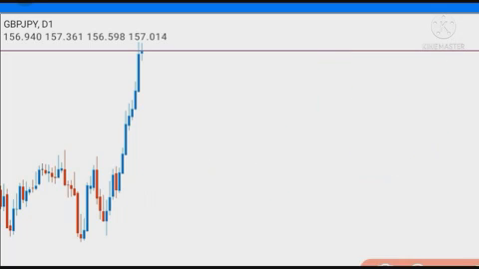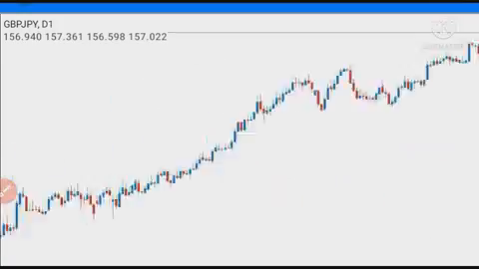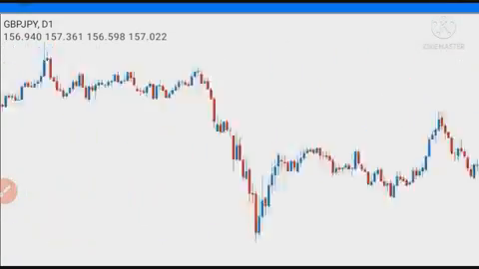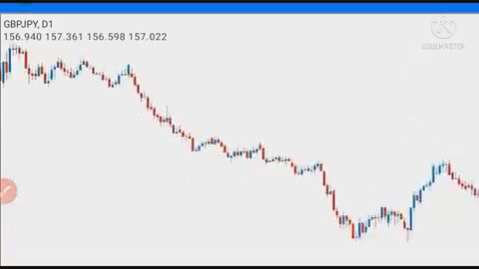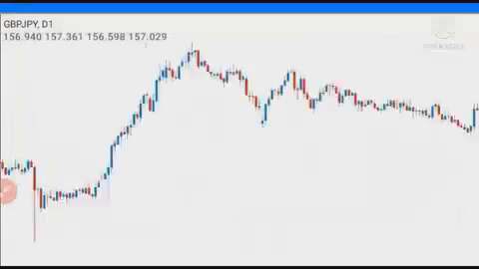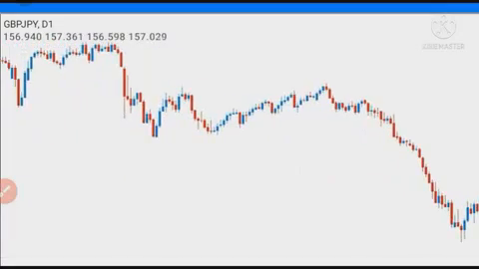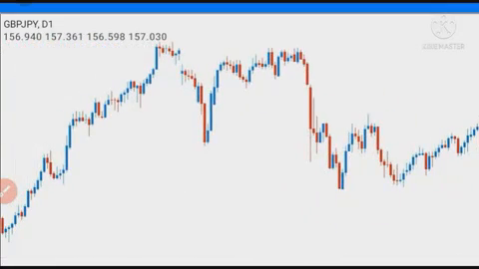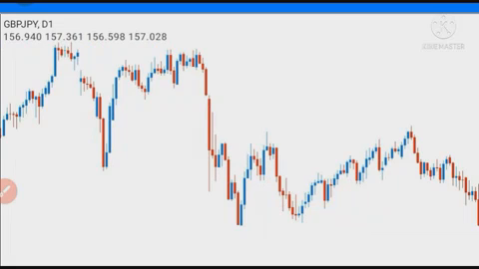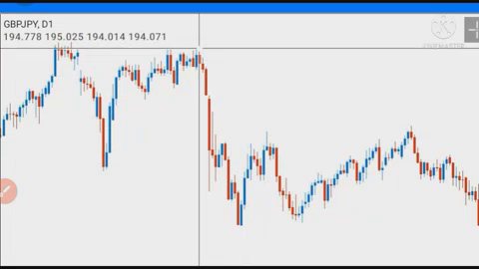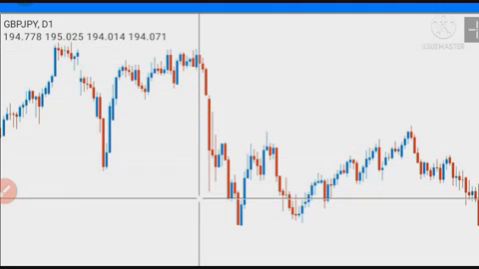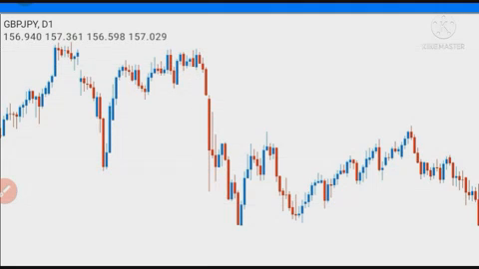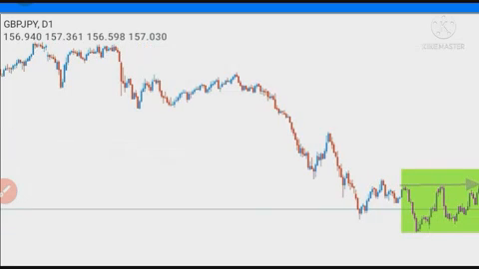Okay, let's go to the charts and see some examples of what we have discussed so far. Now, the first thing we talk about is structure. Structure is structure. Now, take a look here. What do we have here? Take a look. Price coming from here. Let me zoom this so that you can see properly.